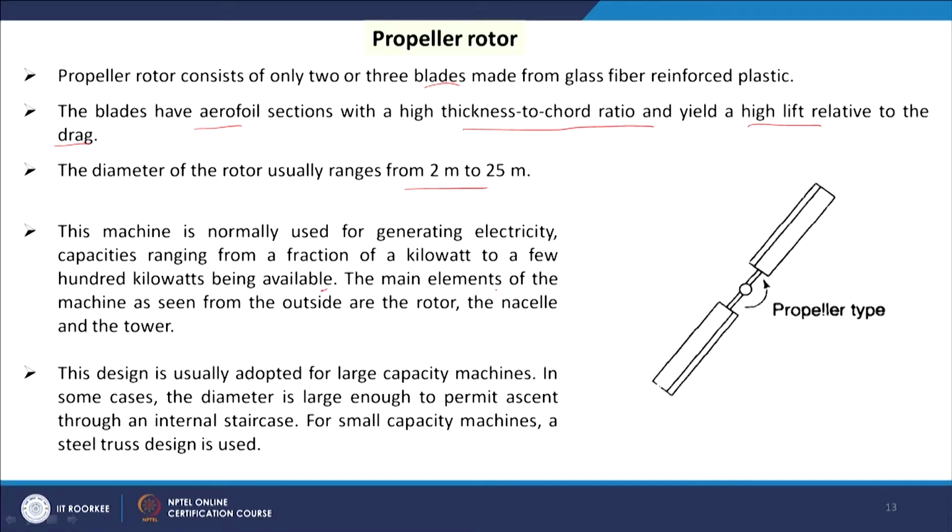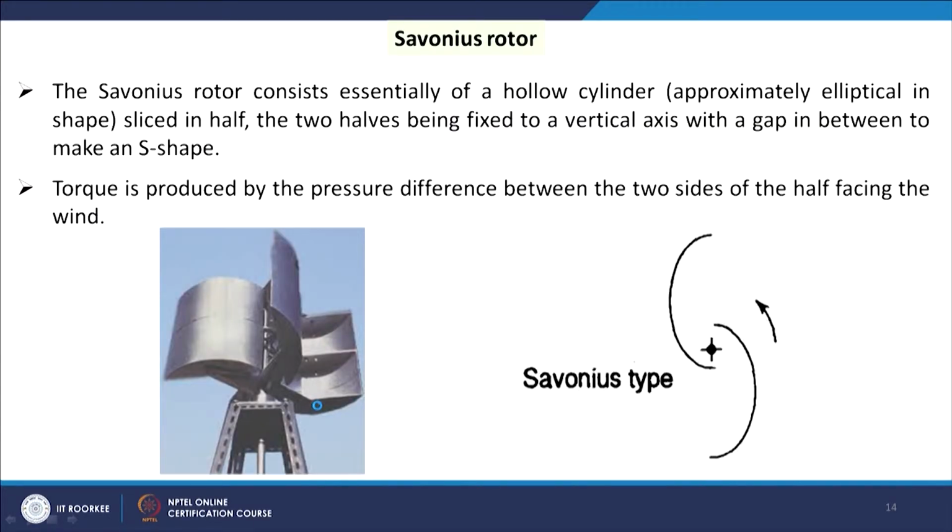The main elements of the machine as seen from the outside are the rotor, the nacelle, and the tower, and this is basically suitable for the horizontal axis type of turbines. So, this design is usually adopted for large capacity machines. In some cases the diameter is large enough to permit ascent through an internal staircase. Now, this is for vertical axis type of machines.